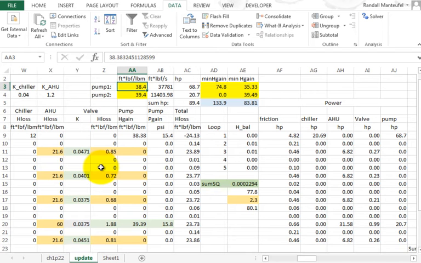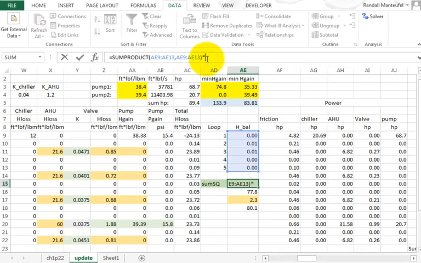Pump 1 is adding that many foot-pound force per pound mass. Pump 2 is adding that much. I convert those because of the flows. I can convert them to foot-pound force per second. I can convert them to horsepower. So the first pump is consuming 68.7 horsepower and then 20 horsepower, sum of about 89.4 horsepower.